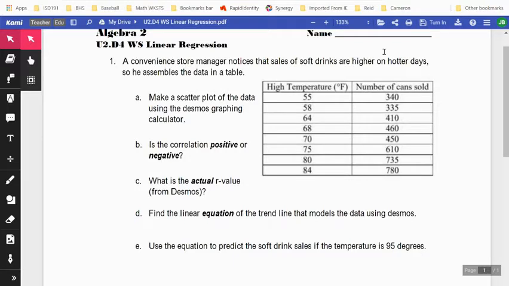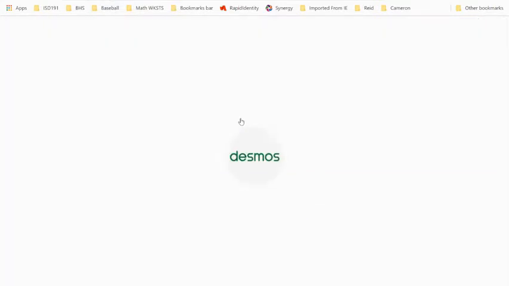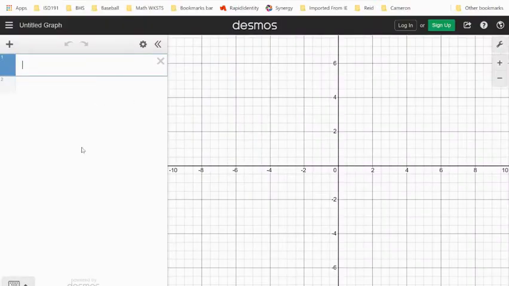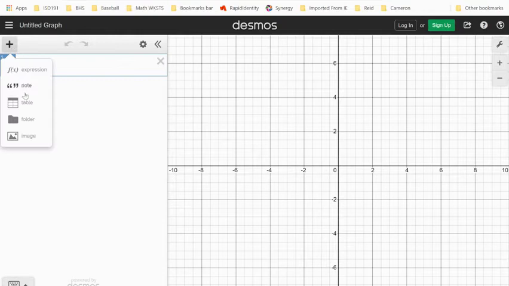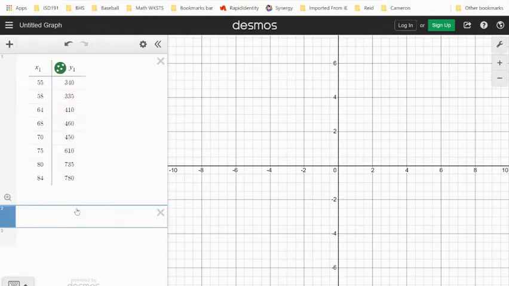We are going to go ahead and enter in the Desmos.com website. So Desmos.com, click on graphing calculator. And we need to enter our data over here off to the side. So we click the add new item table, and we're going to enter our data.